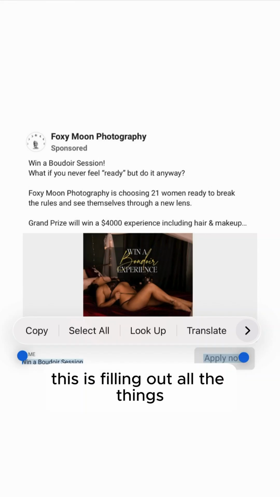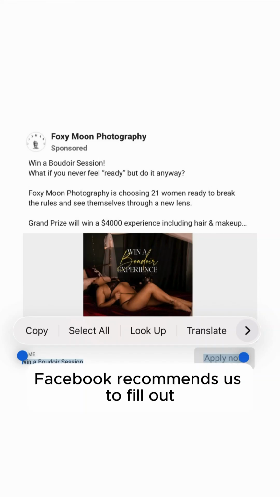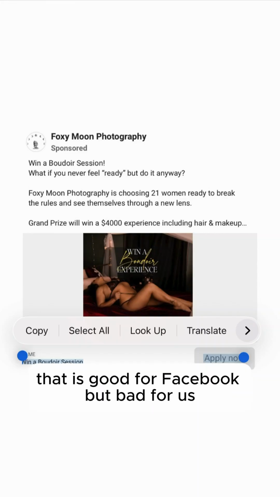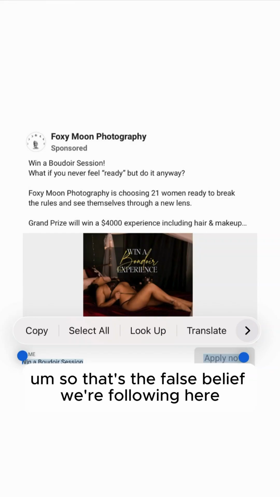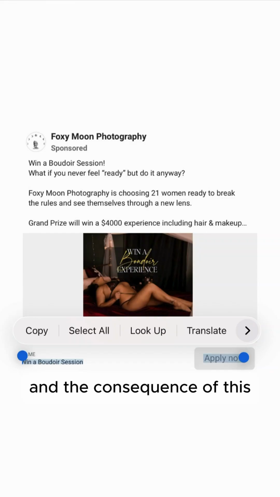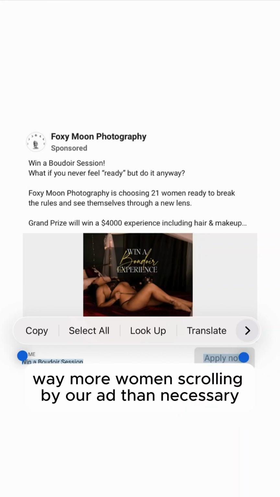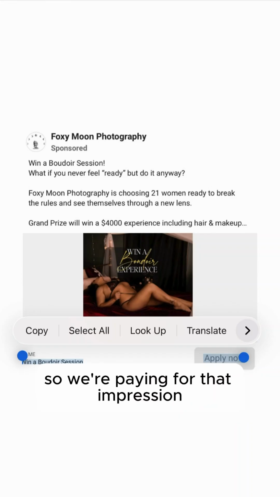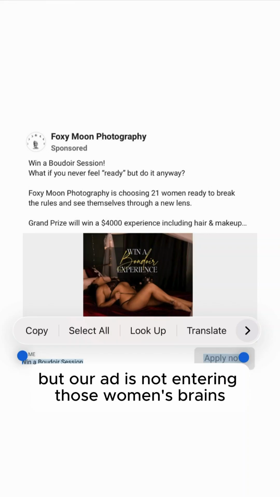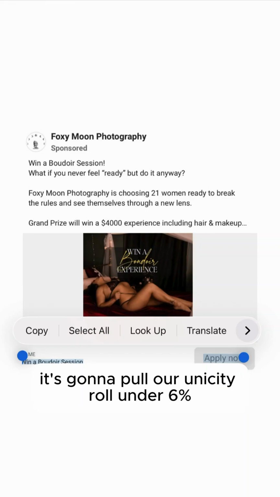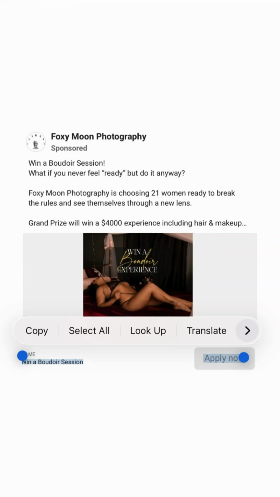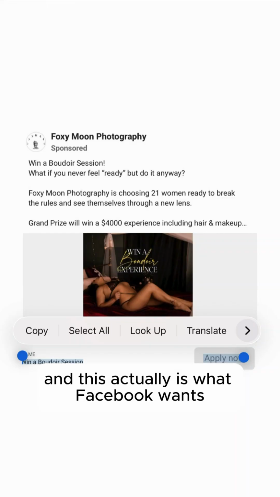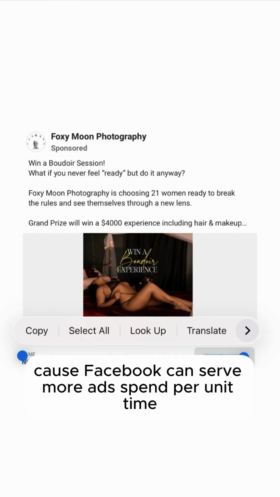This is filling out all the things Facebook recommends us to fill out. That is good for Facebook, but bad for us. So it's the false belief we're following here. And the consequence of this: way more women scrolling by our ad than necessary. So we're paying for that impression, but our ad is not entering those women's brains. It's going to pull our unique CTR all under 6%, higher chance of causing BLCS. And this actually is what Facebook wants, because Facebook can serve more ad spend per unit time.